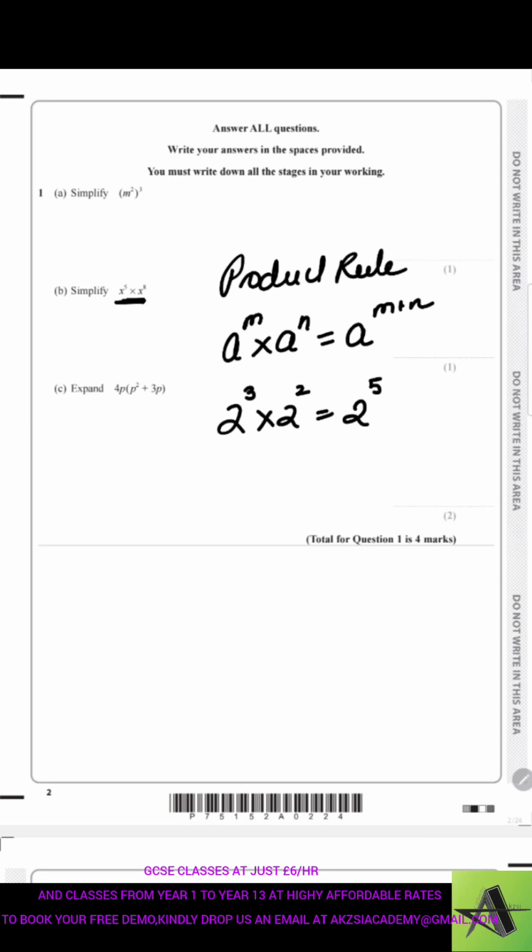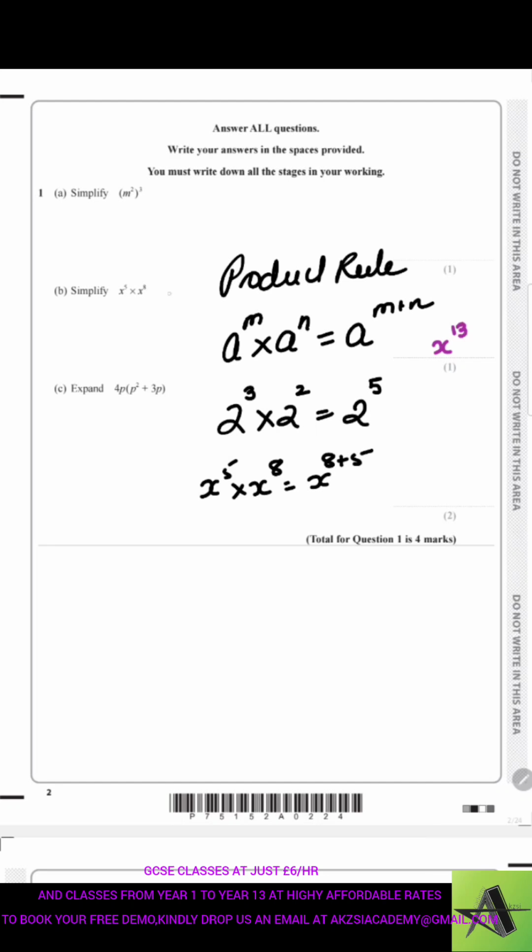Now look at this one. It has the same base number but different powers, and we are multiplying them. So x to the power of 5 multiplied by x to the power of 8 will become x to the power of 8 plus 5, which is x to the power of 13. This would be your answer.